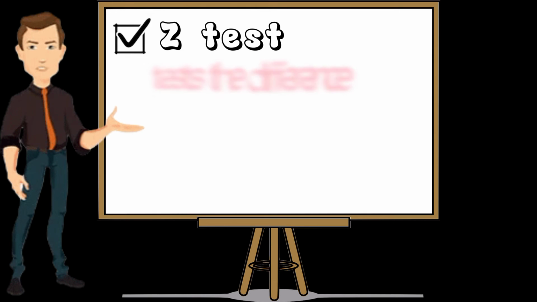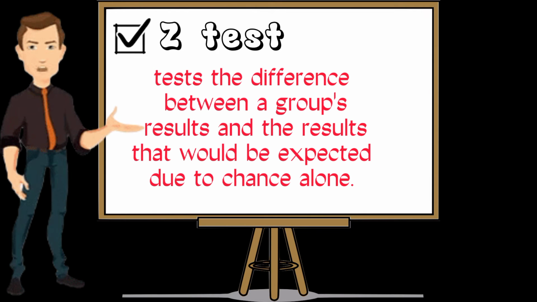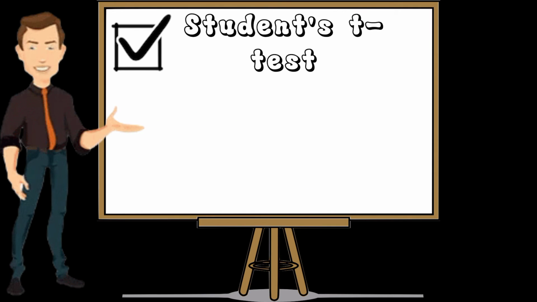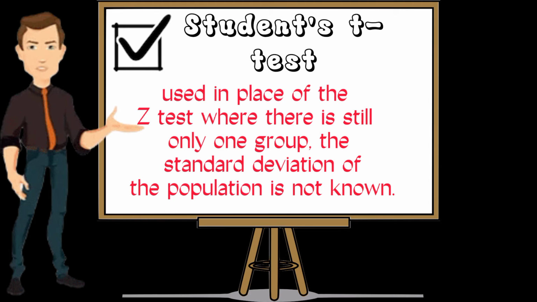Some examples of frequently used parametric tests are the following. Z-test tests the difference between a group's results and the results that would be expected due to chance alone. Student's t-test can be used in place of the z-test where there is still only one group and the standard deviation of the population is not known.